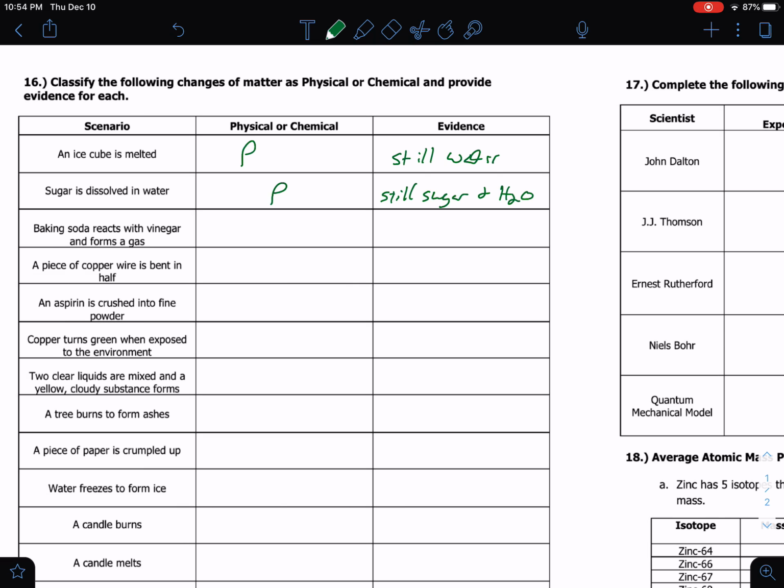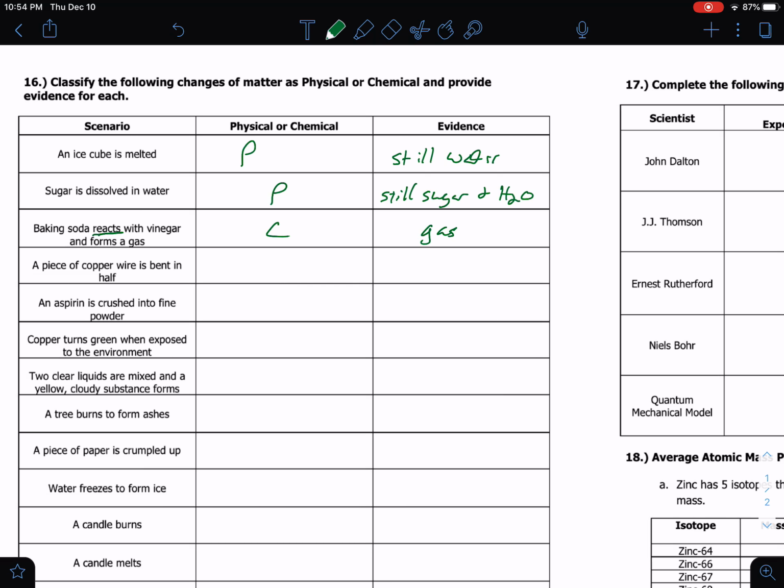Baking soda reacts with vinegar and forms a gas. So there's your key word right there, reacts. So when you have a reaction, that is going to be a chemical change. And how would we know there was evidence? Because you have gas being formed.